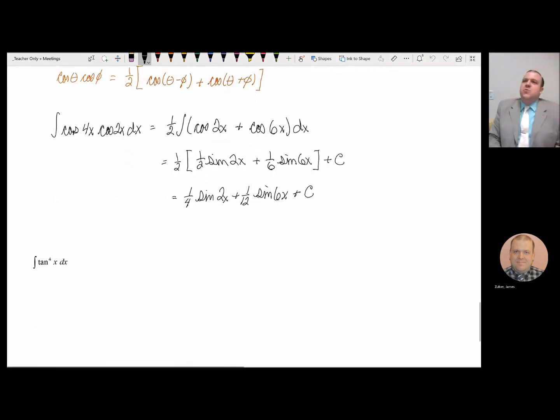What about tangent to the fourth? We're going to do this using purely Calc 1. You could use the tangent reduction formula, which would be integration by parts, to derive that formula. But we don't need it.